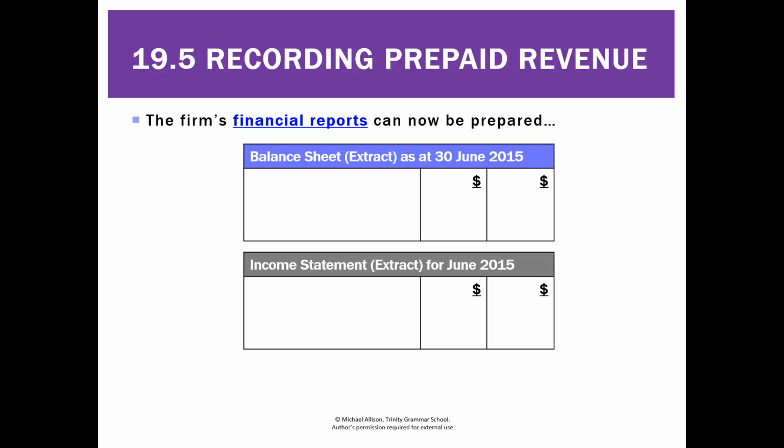Well, looking at our balance sheet at the end of June, we're still going to have a current liability called prepaid revenue of $100. And then in the income statement, we're going to have the revenue that we've earned, which we'll put under sales of $200.